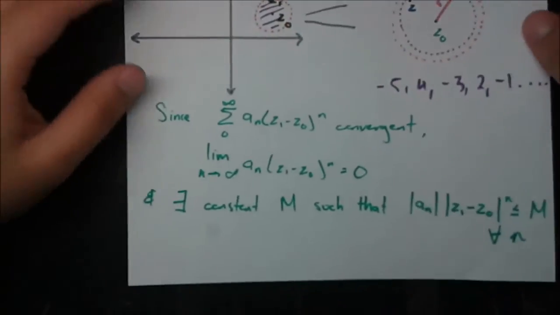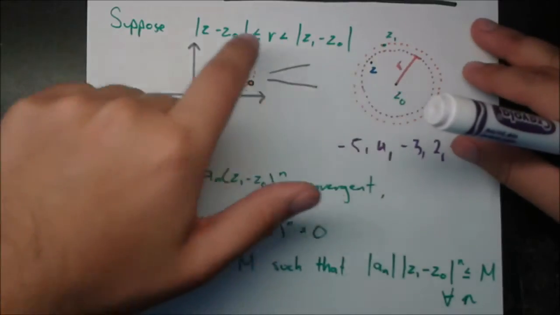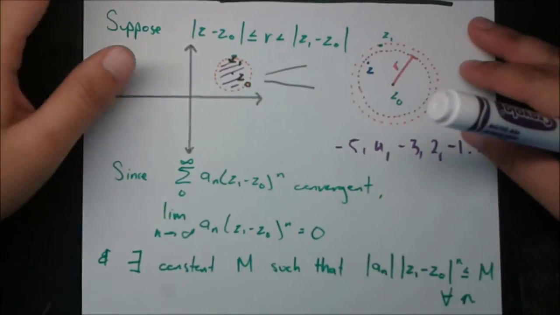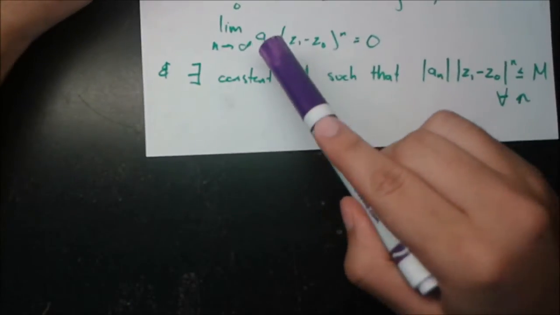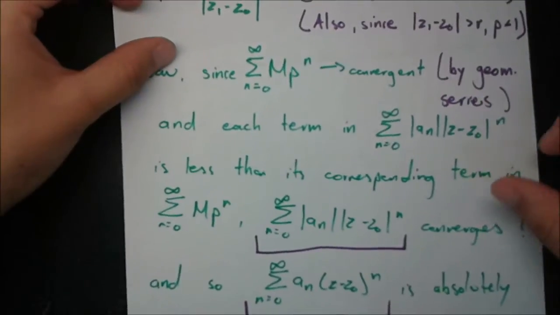But the basic idea, let me just go through it super fast, is that we established an intermediate R, and the reason we did that is because we want to use it for a geometric series test later. We established that the limit has to go to 0, and also that there's a maximum number. And these are all ideas from calculus.